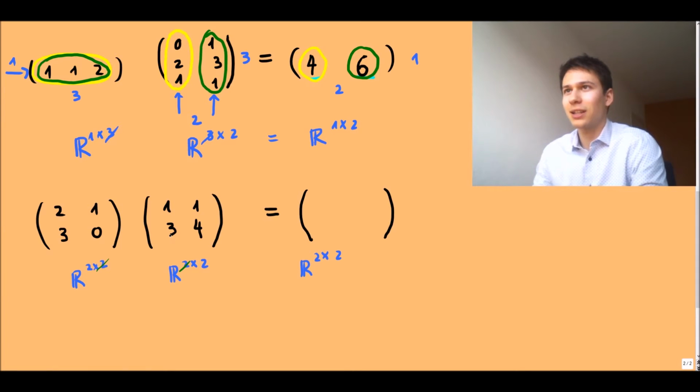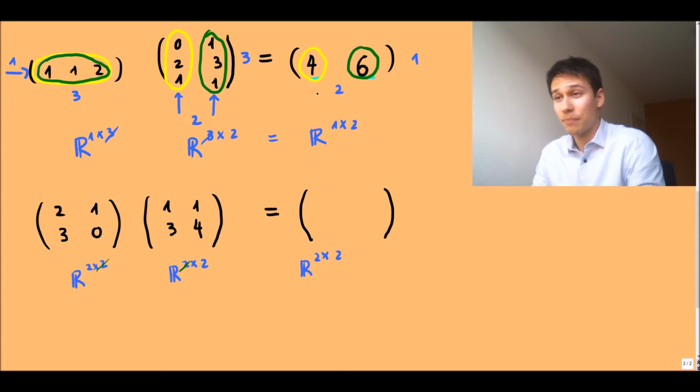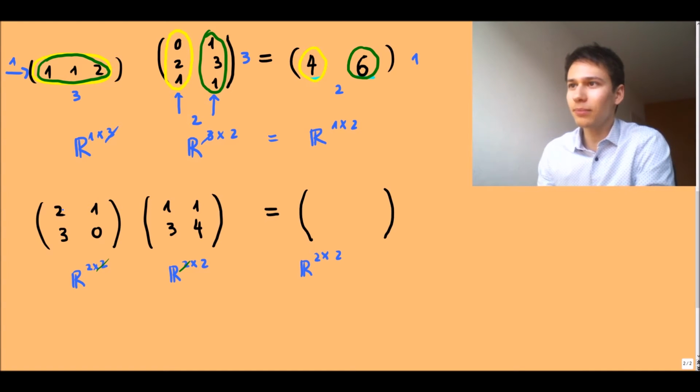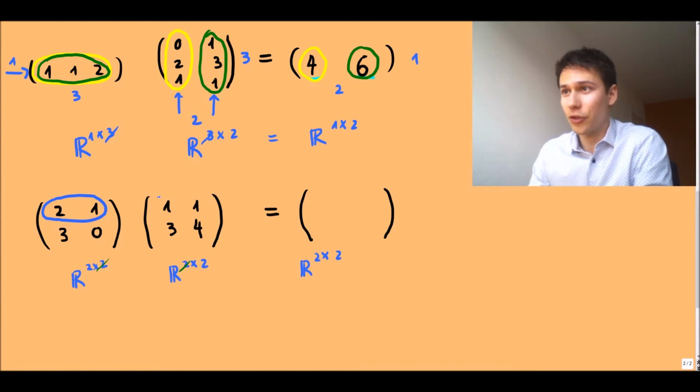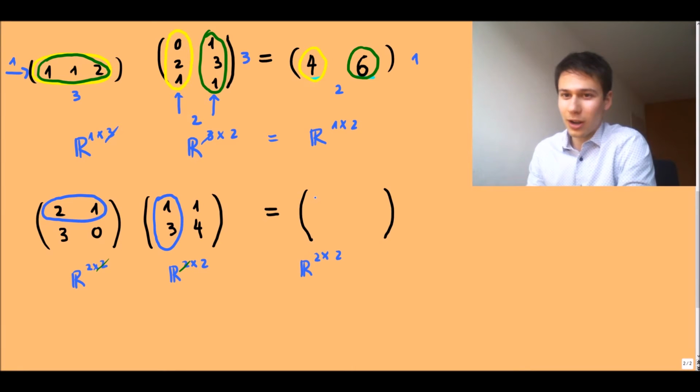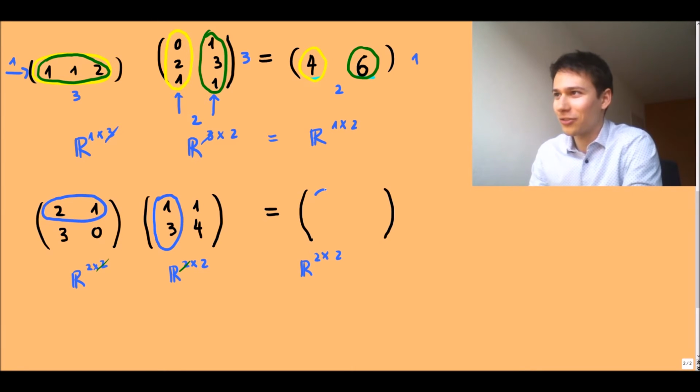So now we basically don't have 2 scalar products to get 2 numbers, but we have 4 scalar products to get 4 numbers. Exactly what we want. So let's try. The first row of the first matrix together with the first column of the second matrix gives us the first row and first column entry of this resulting matrix.